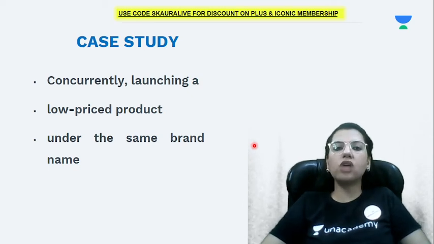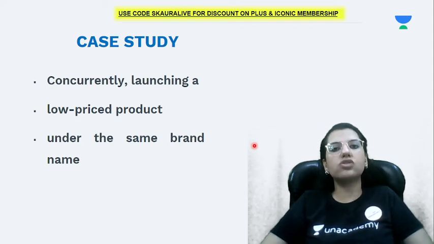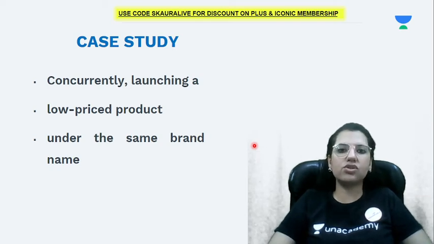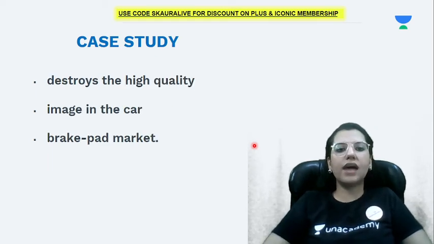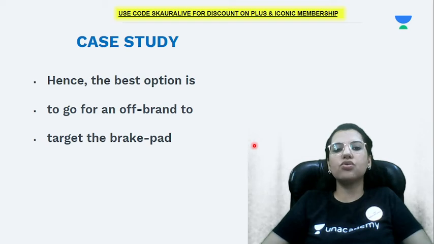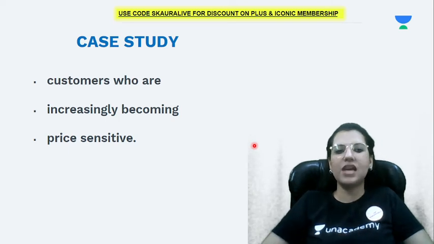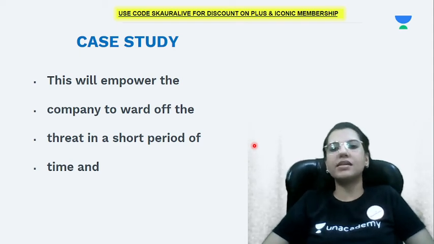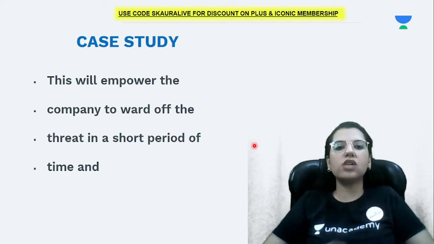Concurrently you launch a low price product. You keep this product, and you can also launch a low price product under the same brand name, whatever you're doing for the hoist truck brake pads. That would destroy the high quality image in the car brake pad market. The best option is to go for an off brand. To target the brake pad, go for an off brand. For customers who are clearly price sensitive, launch a product for them as well. Keep a product for the high end customers, launch a product for the low end customers.